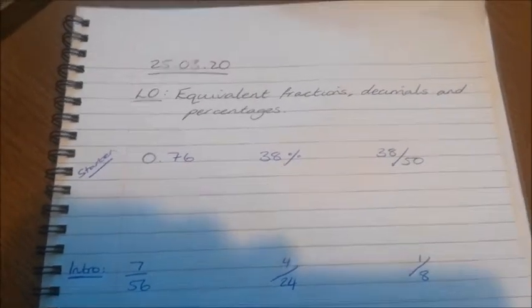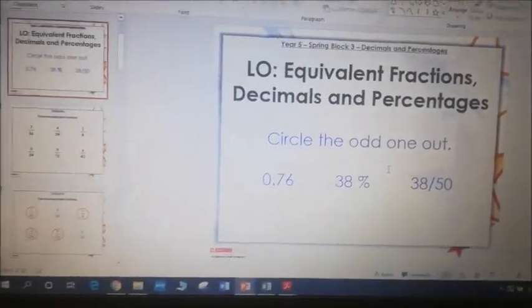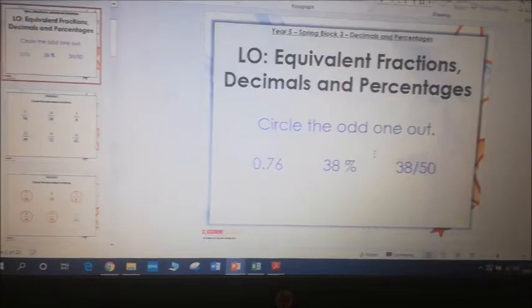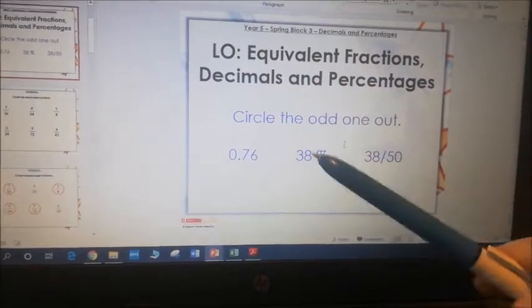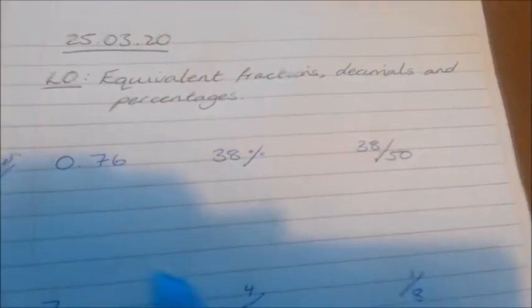So today, like I just said, we're looking at equivalent fractions, decimals, and percentages. I'm going to work off a piece of paper, as I think that's how most of you are going to be working at home. First of all, let's start. It says circle the odd one out. We've got 0.76, we've got 38%, and we've got 38 out of 50. So I've put them down on a piece of paper.